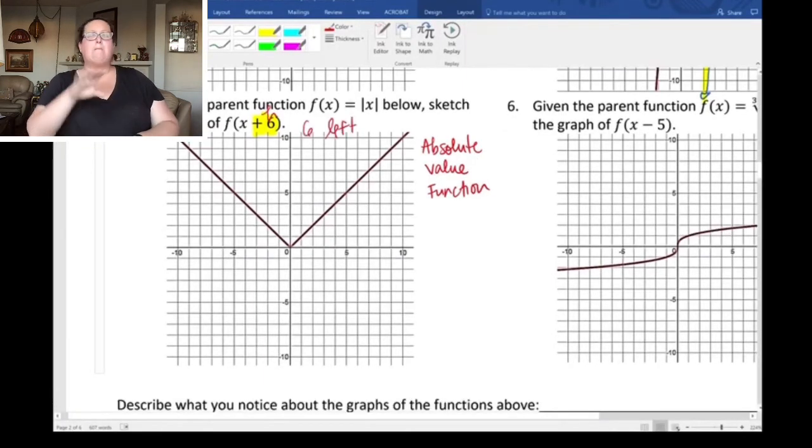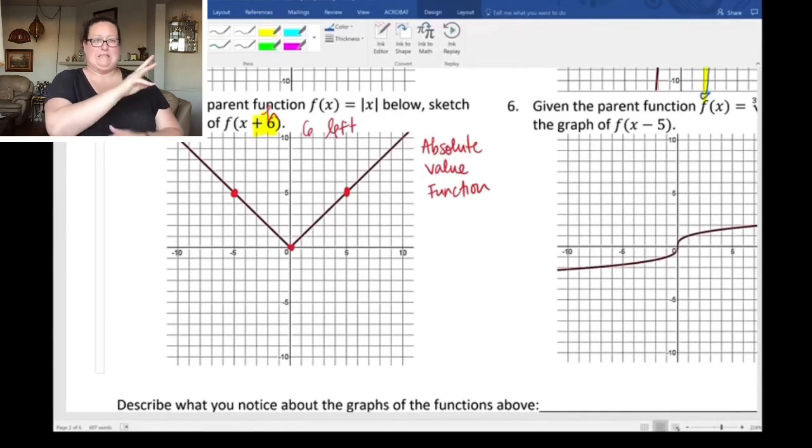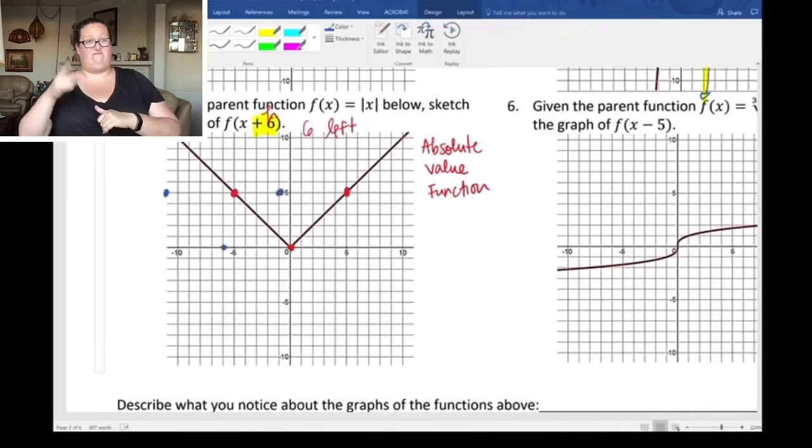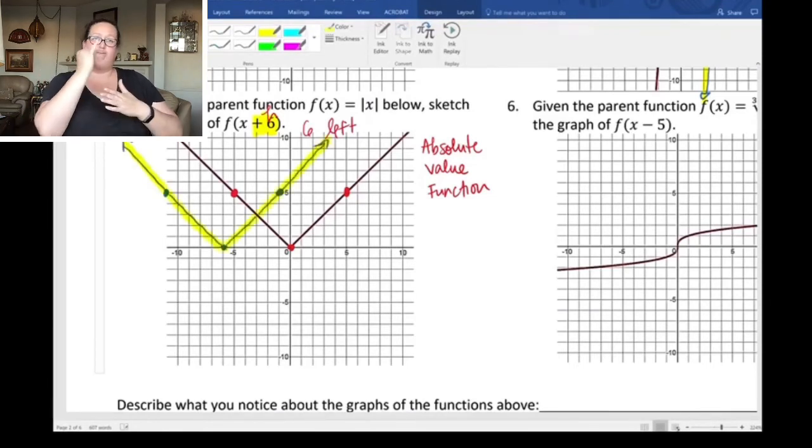Let's pick our 3 points. I'll go with -5, 5, 0, 0, 5, 5. So let's start moving them. Let's move -5, 5 first. Let's go 6 units to the left. 1, 2, 3, 4, 5, 6. Now let's move 0, 0, 6 units to the left. And finally, 5, 5, 6 units to the left. Draw the graph. Label it f of x plus 6.